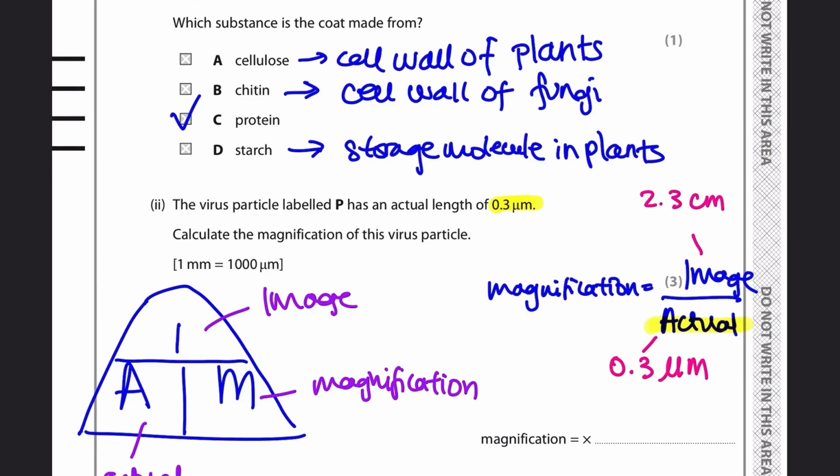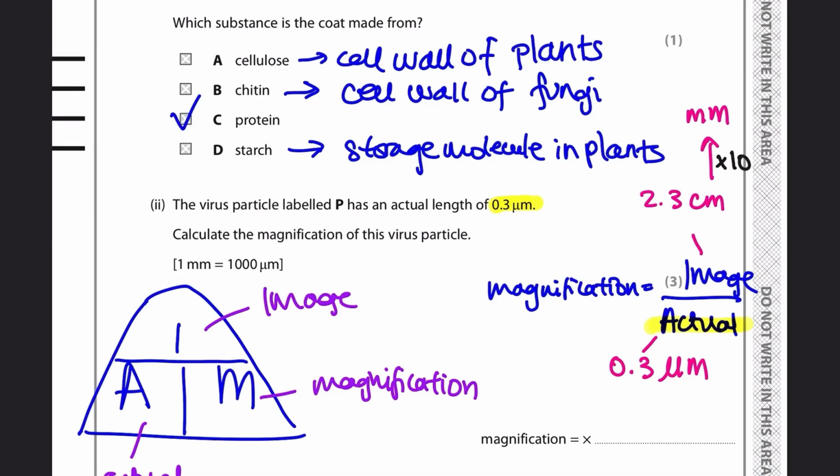Do I just do this division? Do I just do 2.3 divided by 0.3? Definitely not, because the unit is not the same. You can only divide when the unit is the same. So if you're using micrometers down here, you must convert this to micrometers. So how do we convert that? Centimeters to millimeters first, because that's easy. How do you convert centimeters to millimeters? Times by 10, isn't it? 1 centimeter is 10 millimeters. You can see that on your ruler. So times by 10, make sure it's times, not divide.